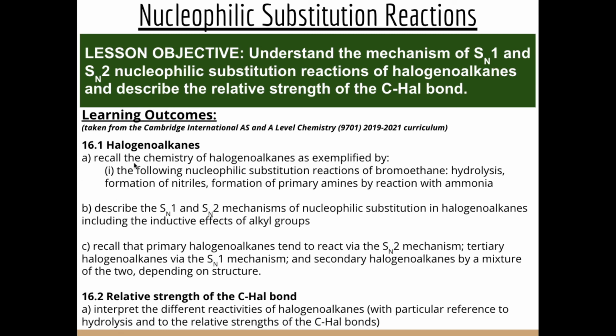What have we learned today? We've looked at the following: nucleophilic substitution reactions of bromoethane, hydrolysis, formation of nitriles, and formation of primary amines by reaction with ammonia. We looked at a lot of those in the previous lesson as well. We described the SN1 and SN2 mechanisms of nucleophilic substitution in halogenoalkanes, including the inductive effects of alkyl groups. We recalled that primary halogenoalkanes tend to react via SN2 mechanisms, tertiary halogenoalkanes via SN1, and secondary halogenoalkanes via a mixture of the two, depending on their structure. And right at the end there, we touched on interpreting the different reactivities of halogenoalkanes with particular reference to hydrolysis and the relative strength of the C-halogen bond.